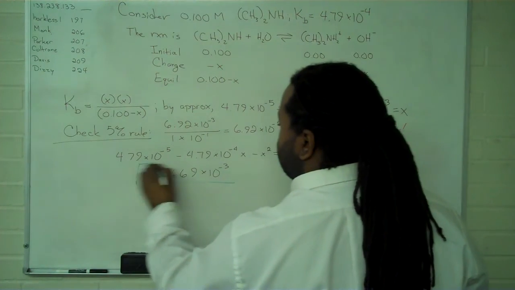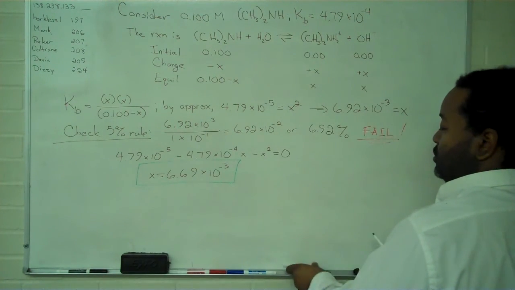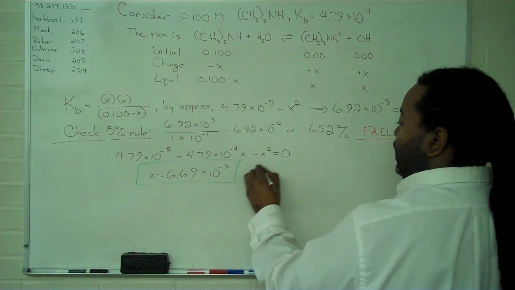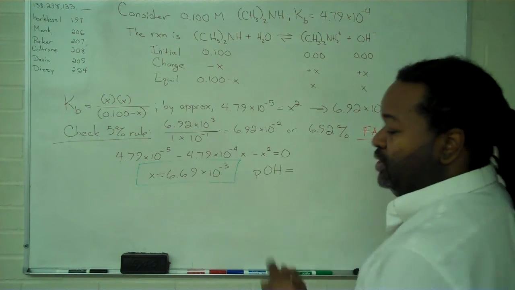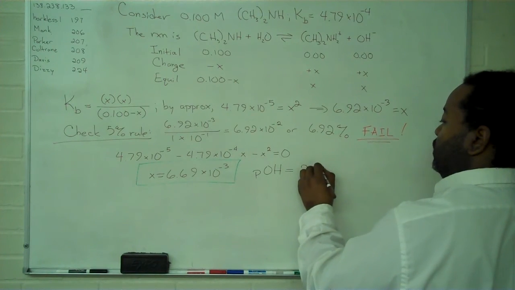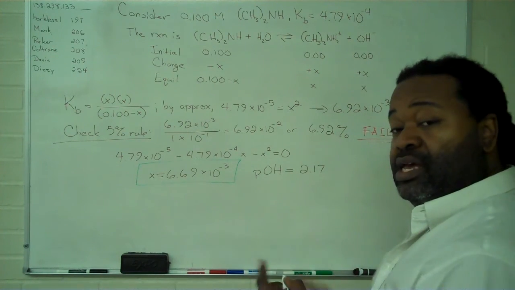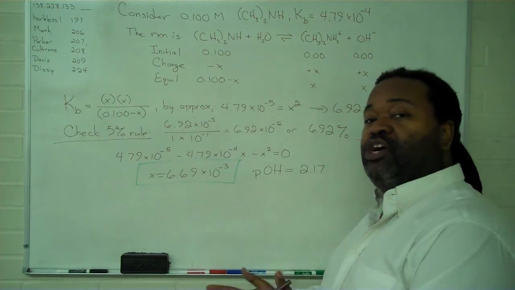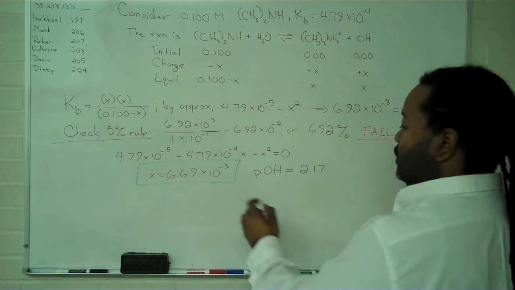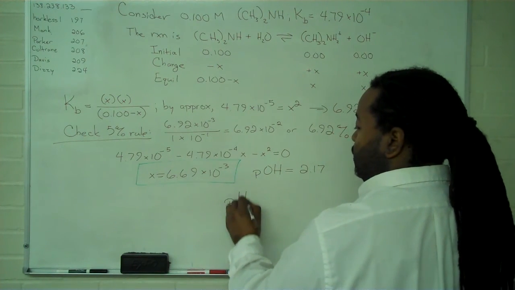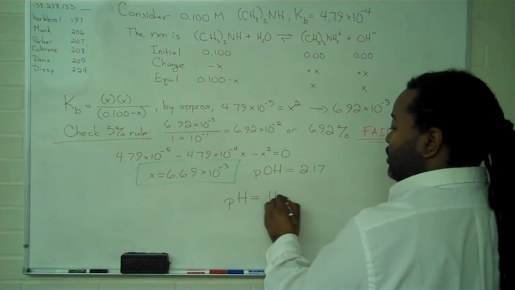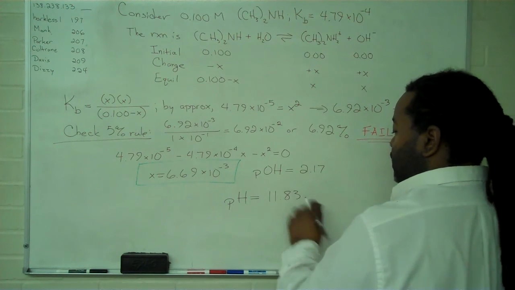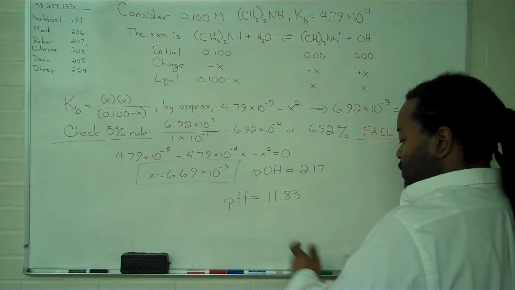So since this is our hydroxide concentration, we can quickly find pOH by taking the negative log of this quantity. We find that that is 2.17. And because pH plus pOH equals 14, it is straightforward to determine the pH of this. And we have 11.83 for our pH value.